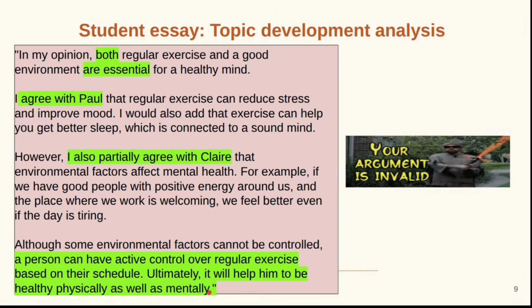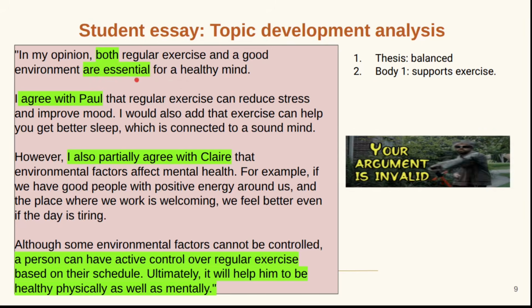This essay is organized as a balanced response that tries to agree with everyone, rather than as a clear argument. Opening, thesis. The writer begins by stating that both exercise and environment are essential for a healthy mind. This immediately signals a neutral, balanced position instead of a clear stance. Body paragraph 1. Agreement with Paul. The writer agrees with Paul and explains that exercise reduces stress, improves mood, and helps with better sleep. These points support the importance of exercise.